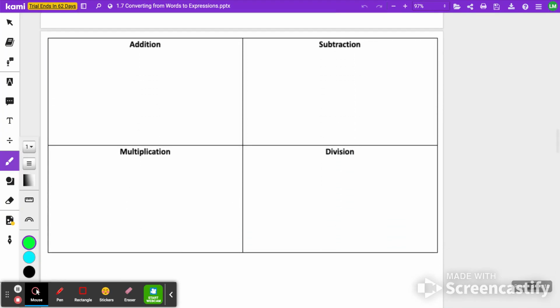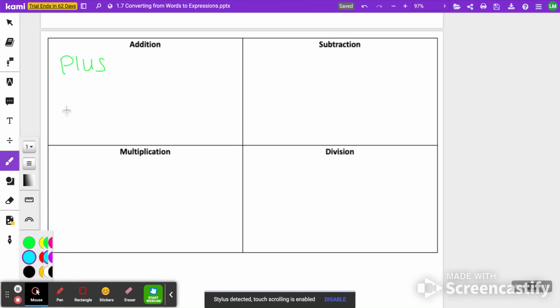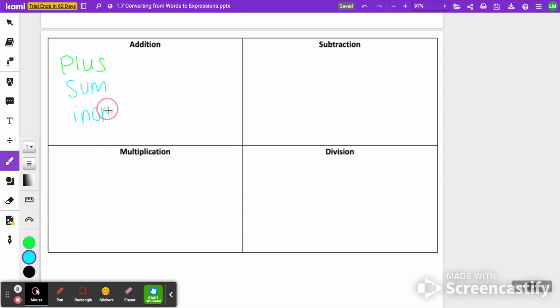The first thing we're going to do is talk about all the different words associated with adding, subtracting, multiplying, and dividing. With addition, we're going to see words like plus, sum, increase, total, added to. Those are most of the words that we're going to see today. And if we have some new ones, we'll talk about it there and you can come back and add it.